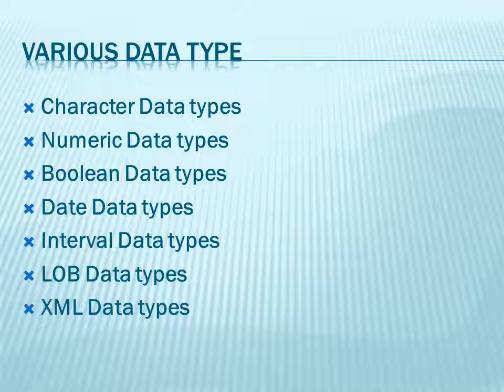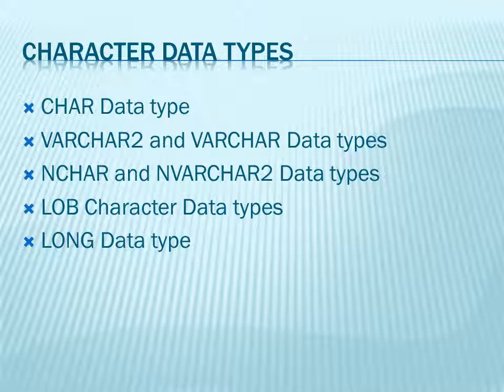There are various data types. For example, character data type, numerical data type, boolean data type, date data type, interval data type, LOB data type, XML data type. In this video, we are mainly focused on the data types of Oracle. First, see character data type. What is character data type? Character data type is used to store the character data.